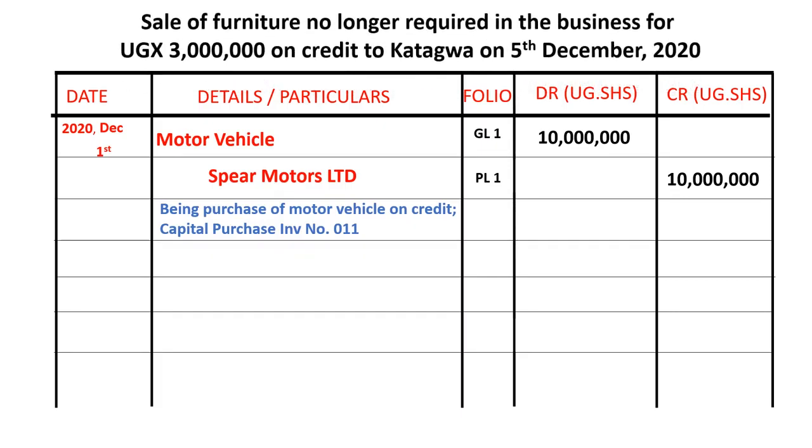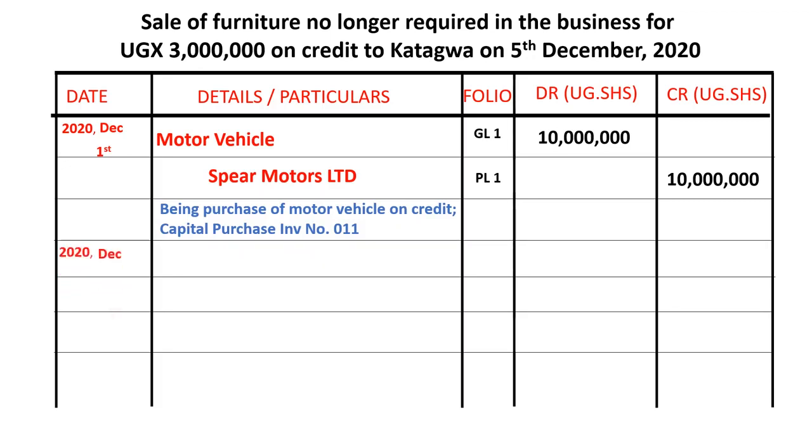Sale of furniture no longer required in the business for 3 million on credit to Katagwa on 5th December 2020. So we are selling furniture we no longer need in the business. So this is the sale of a fixed asset. So when we sell that furniture that we no longer need at 3 million on credit to Katagwa, it means Katagwa is going to become our debtor. So we shall start with writing the debt.